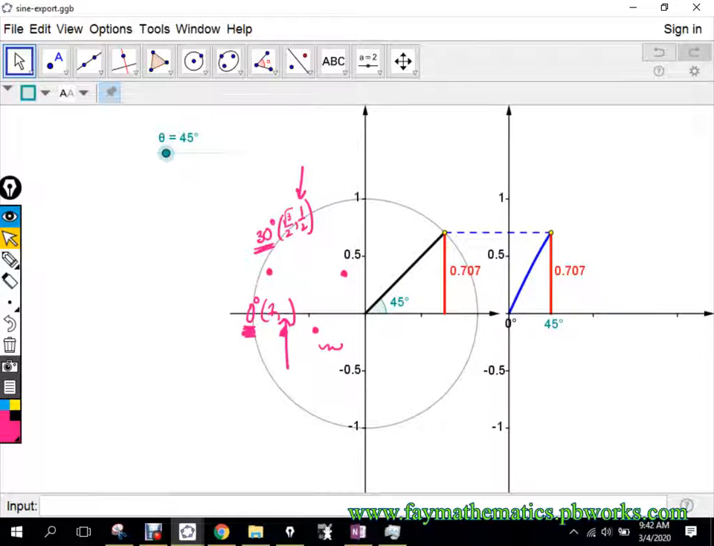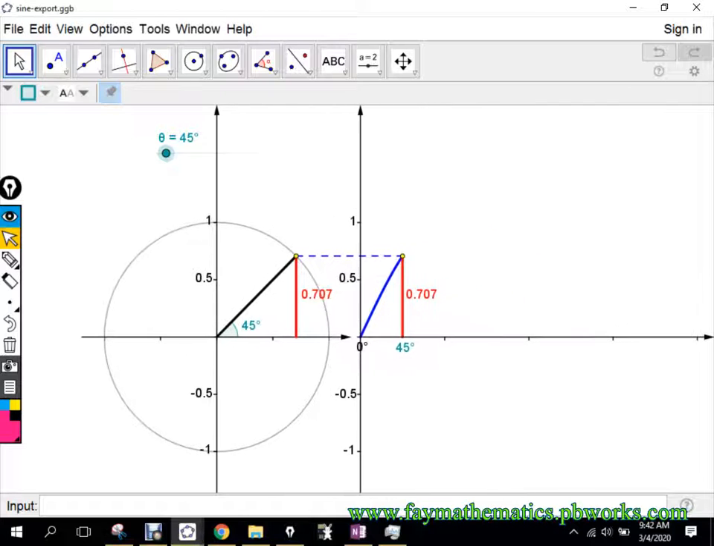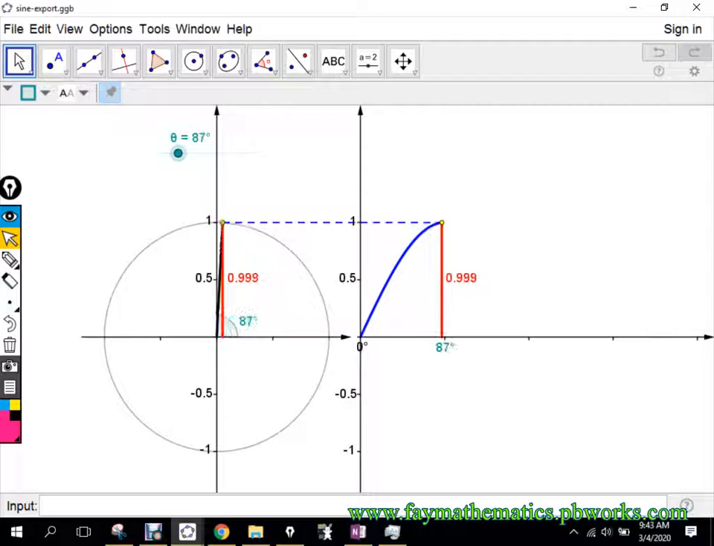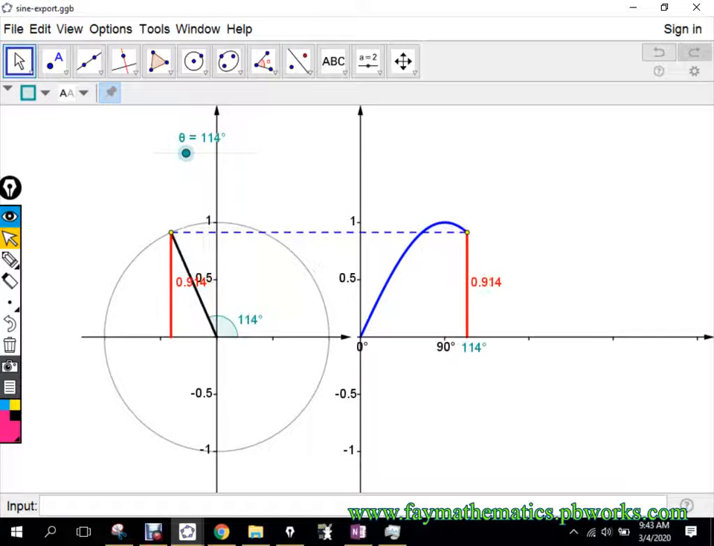If I go 45 degrees, that distance that I'm going to go on the x-axis would be the 45 degrees, that's the theta. And then the y value would be the y of that ordered pair, right? Which is radical 2 over 2. So we're going to do that process all the way around the unit circle. When I get to 90 degrees, the y value is 1, right?